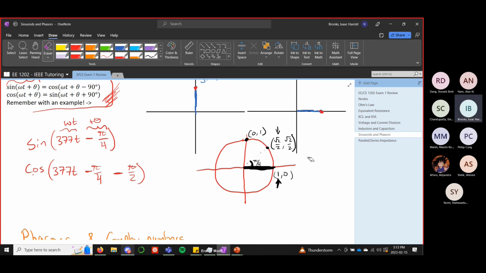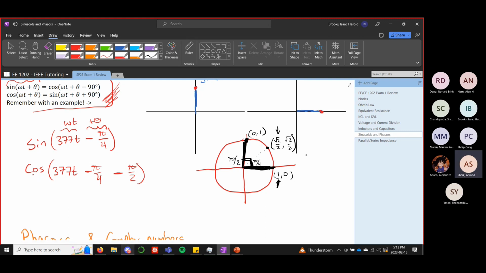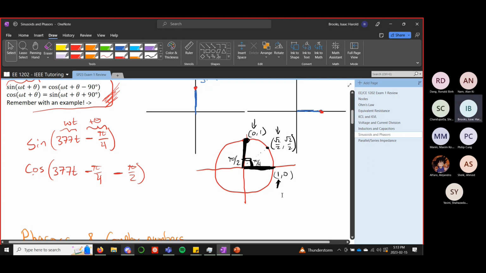If our angle is pi over 2, and we're right here, this is our vector. The cosine is the x-coordinate. The x-coordinate of this is 0. So the cosine of pi over 2 is 0, okay? And same thing, the sine is the y-coordinate on your unit circle.